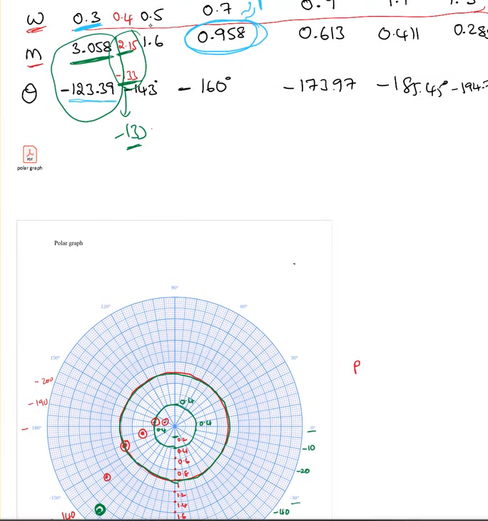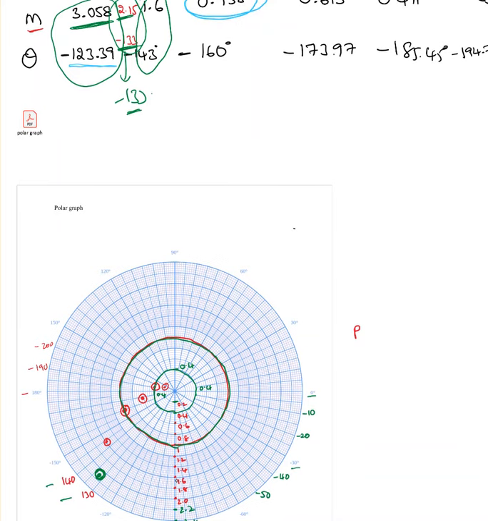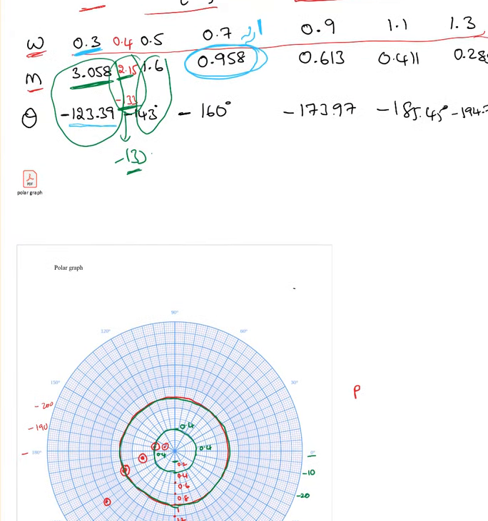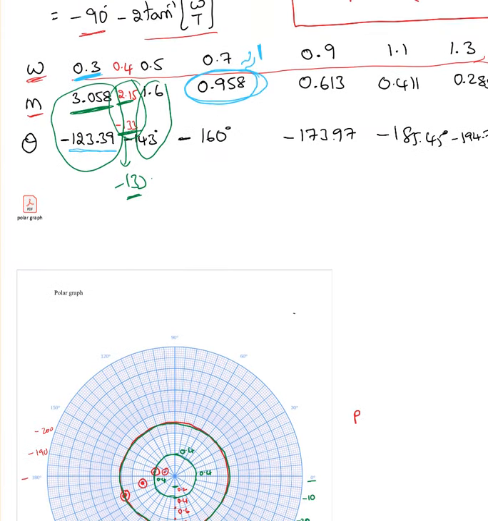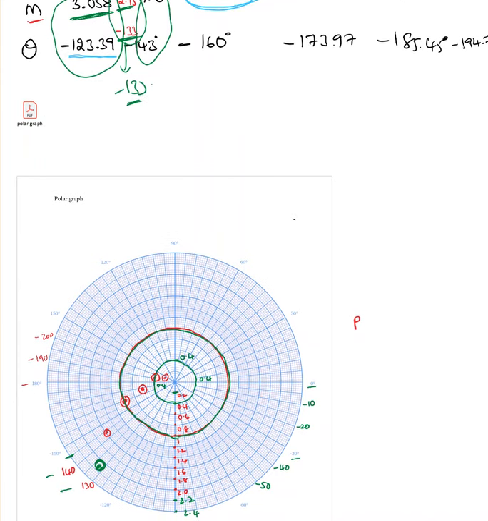At 0.5, I don't care about the omega value, I care about these two. 1.6 at negative 143 degrees. So this is 1.6 at negative 143, so it's negative 145 here, so 143 is right there. Like that, I chose these dots. Okay, so as I said, all I care at unity, I mean 0.958, approximately 1 at minus 160 degrees. So this is minus 150, minus 160 degrees, so that's minus 160.